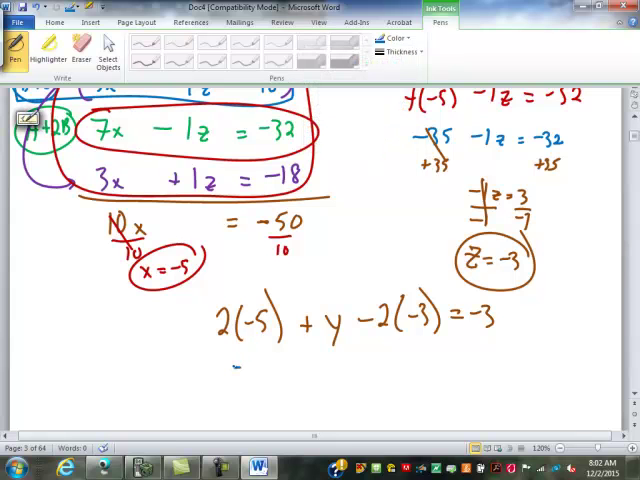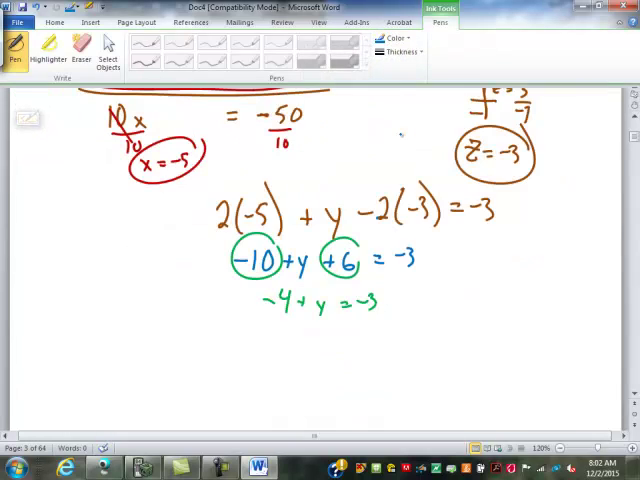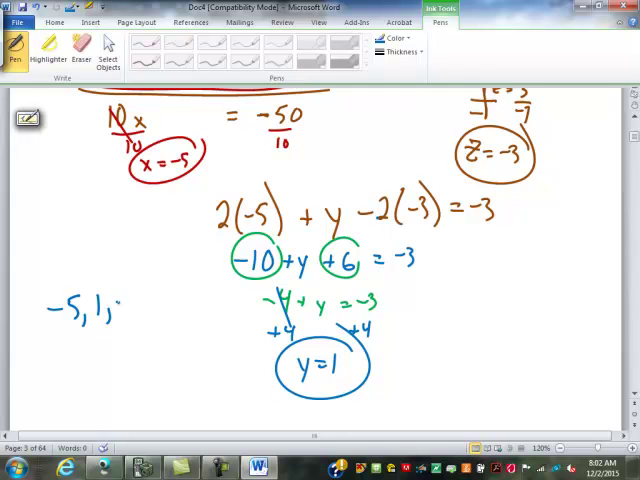2 times negative 5 is negative 10, plus y. Negative 2 times negative 3 is a positive 6. Negative 10 and 6 makes negative 4, plus y equals negative 3. And we add 4. y equals 1. So our solution: x is negative 5, y is 1, and z is negative 3.